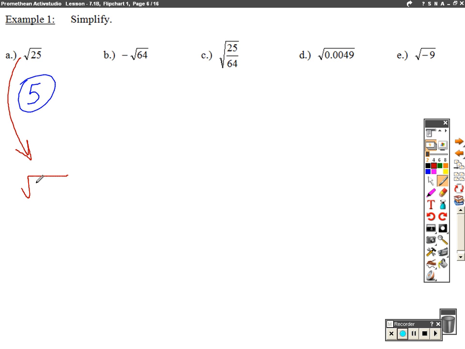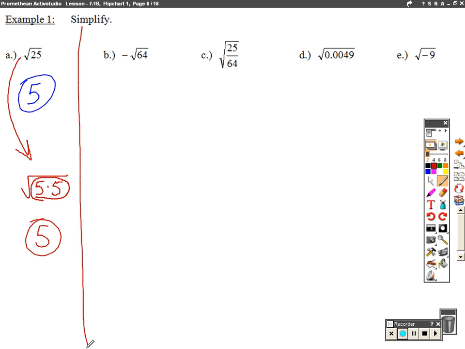If we did a factor tree on 25, we would get 5 times 5. Since my index is 2, I would need 2 of the same factor in order to pull it out from underneath the radical. Since I have 2 of these 5s, I can pull it out, and you're left with nothing underneath, so you would get 5. Just another way to look at it, and we will be utilizing that a lot.